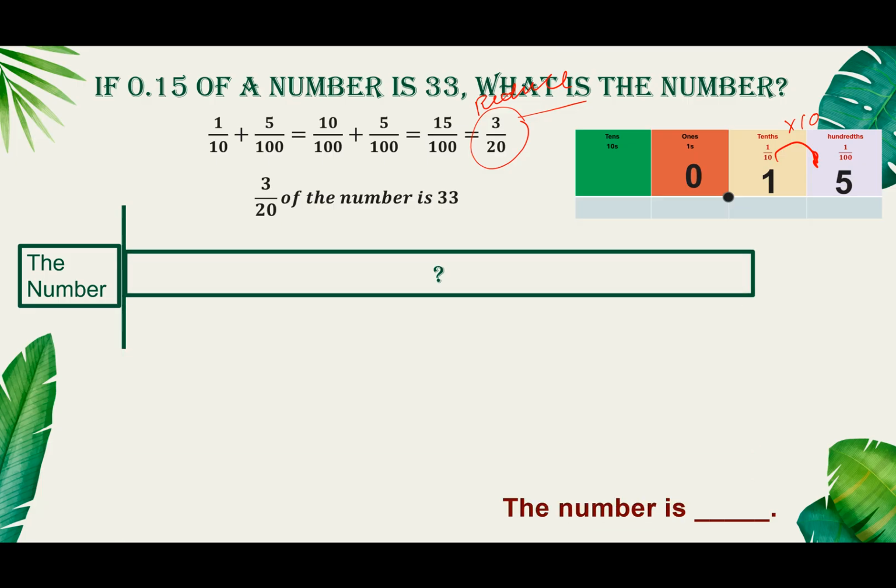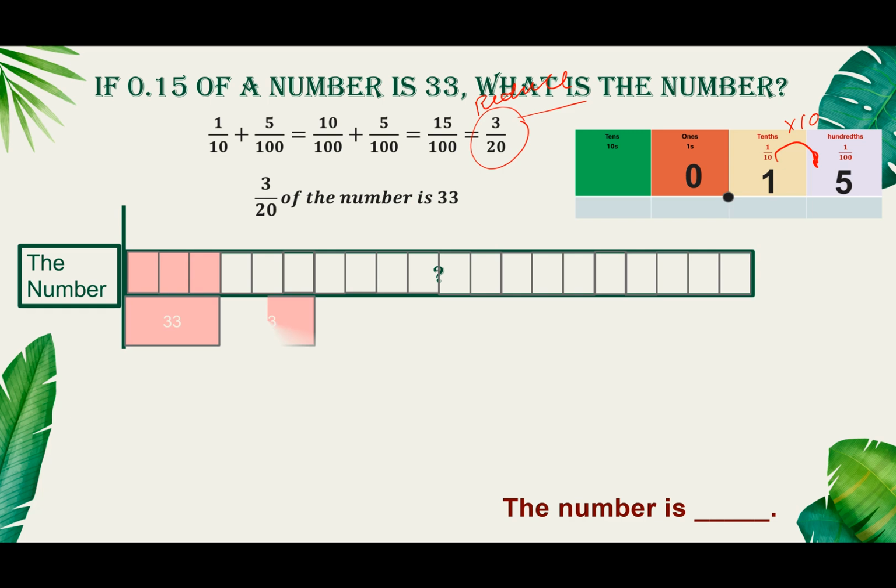So let's go and take a look. Here's the number. How big? We don't know. We're looking for that number, right? But what do we know? If we divide this number into 20 equal parts, 3 of those equal parts is 33.